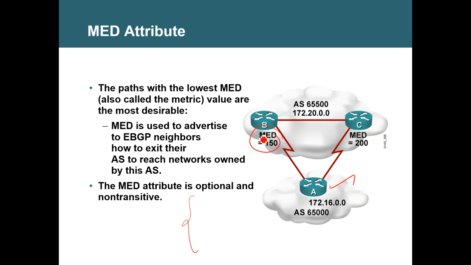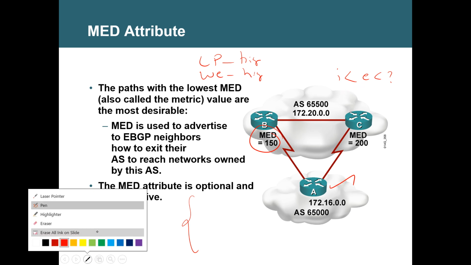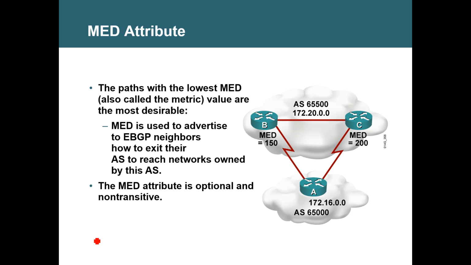Lower is preferred. See, in the previous one we saw local preference: higher is preferred. We will be seeing weight on the next slide: higher is preferred. In origin we saw small is preferred. MED is also small is preferred. Any question on MED? No. So for MED you need to have dual homing. For MED to make an impact, in router A, the first five attributes should be a tie. Only then this will have some impact.